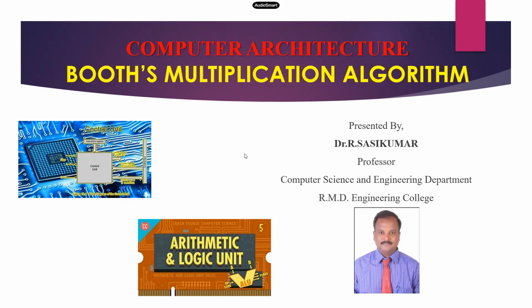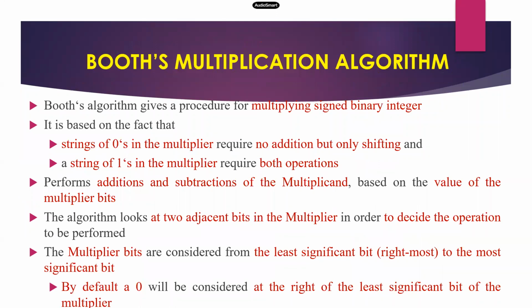Today we are going to learn about Booth's multiplication algorithm. The Booth multiplication algorithm gives a procedure for multiplying signed binary integers. Suppose you want to multiply a negative number, then the most suitable algorithm is Booth multiplication algorithm. It is based on the fact that a string of zeros in the multiplier requires no addition, but only shifting.